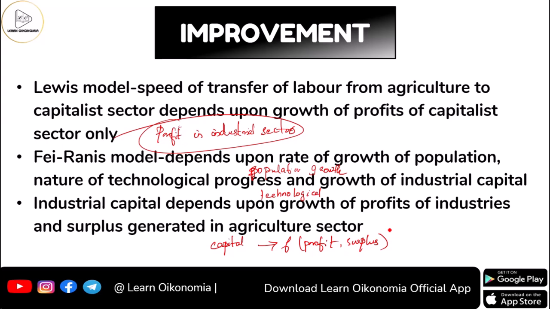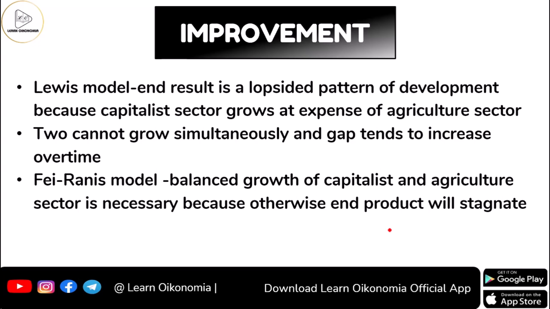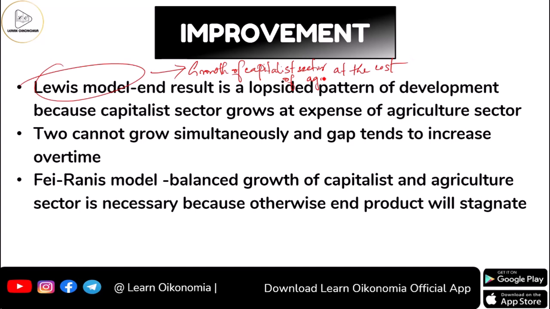Now, again, if you look at the Lewis model, you could see that the end result of Lewis model is something that will give you a lopsided pattern of development. Why? Because Lewis model was just focusing on the growth of industry or growth of the capitalist sector. And this will happen at the cost of the agricultural sector. So as per Lewis, it is impossible for both the sectors to grow simultaneously.